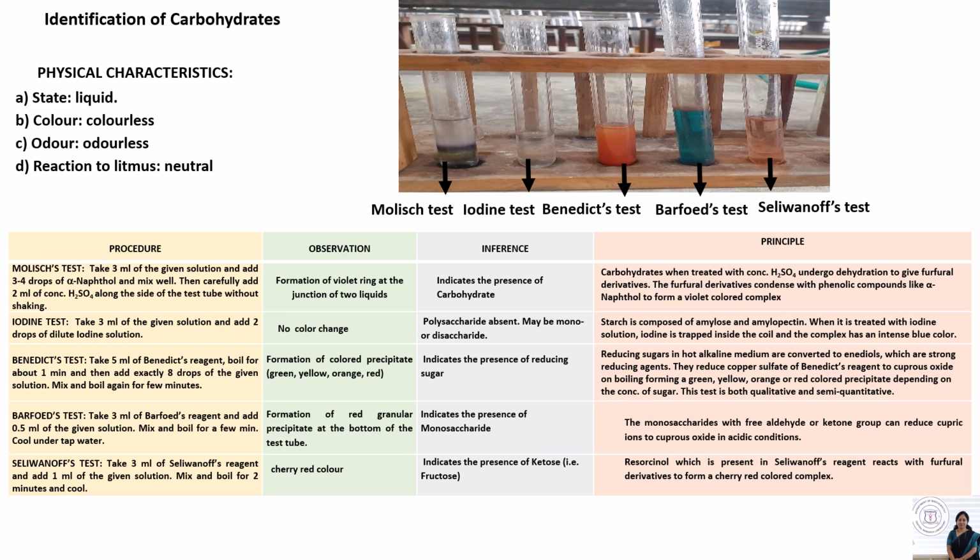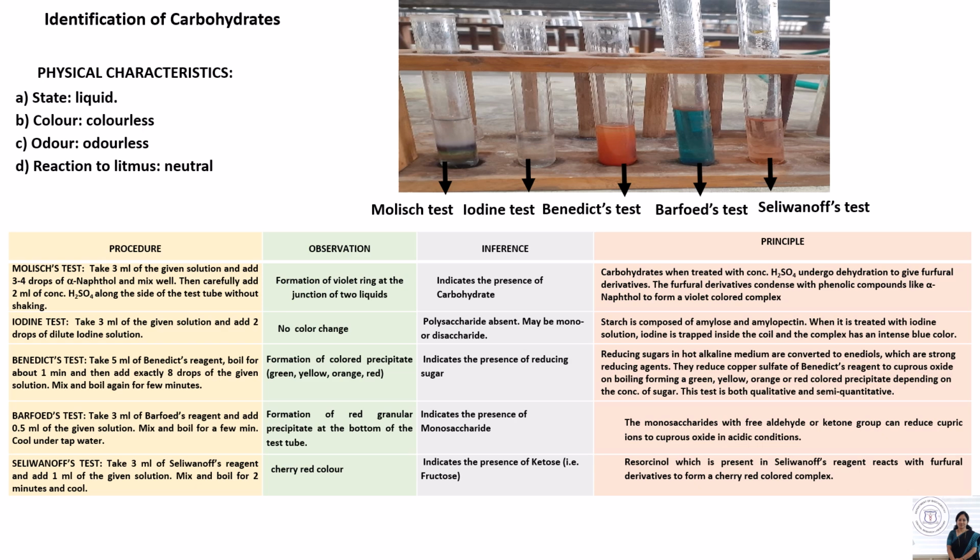Now what's the principle behind reducing test? Now this test is mainly done to identify the presence of reducing sugars in the lab. So reducing sugars in hot alkaline medium are tautomerized to form enediols, which are powerful reducing agents. They reduce the copper sulfate of Benedict's reagent to cuprous oxide, and on boiling, this cuprous oxide gets converted to green, yellow, orange or red colored precipitate. So this is the reason why Benedict's test is known as a qualitative test based on the color development, and based on the different colors it indicates the percentage of sugar present. So it is both qualitative and semi-quantitative.